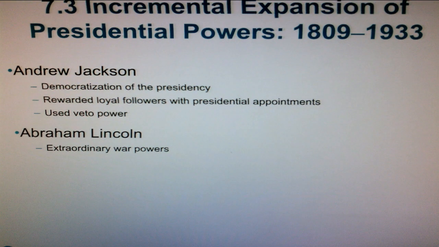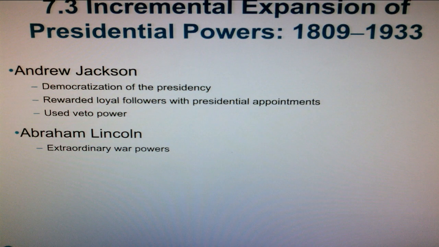So he's going to use his veto a lot. He's going to refuse to enforce a Supreme Court ruling that said it was unconstitutional to remove the Cherokee from their land. And he says, let the Supreme Court enforce that ruling. And so we get the Trail of Tears and all that. You'll see political cartoons of Jackson being portrayed like a monarch because of the way he ran his presidency.